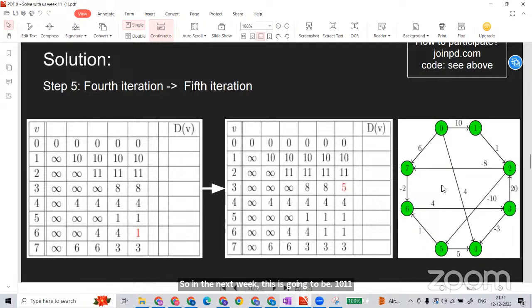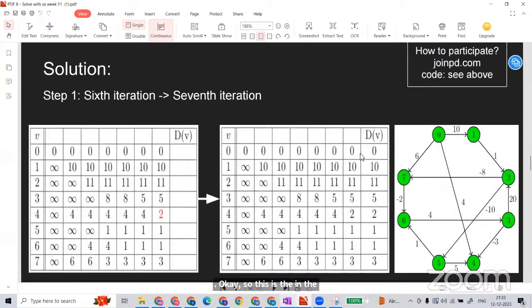How does 3 become 5? 3 is here. So if we go this way, 0 to 1, 1 to 2, 2 to 7, 7 to 6, and 6 to 3, then it will be the minimum, which is 10. So this is 11, 3, 1, and 4 will become 5. Okay, so in the next step another iteration will go.